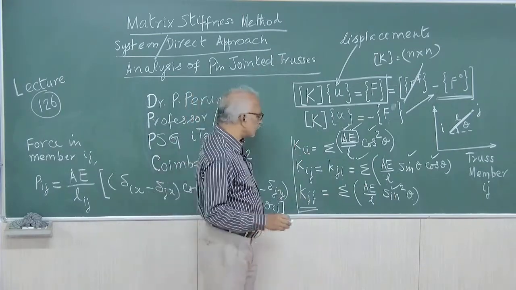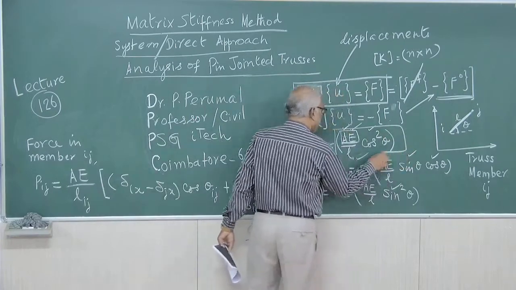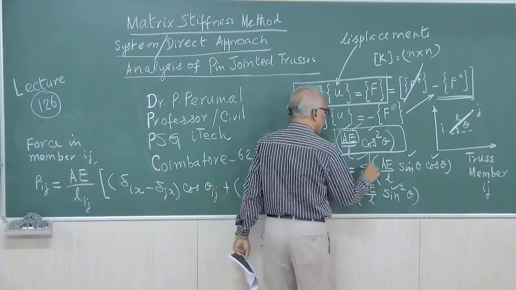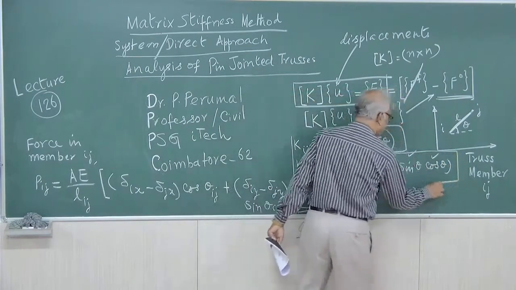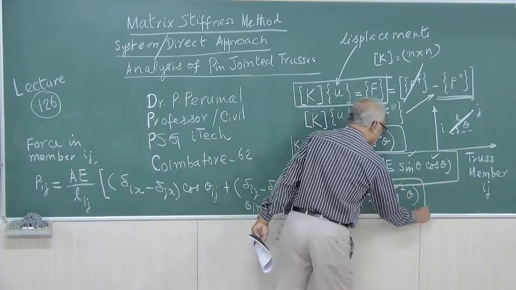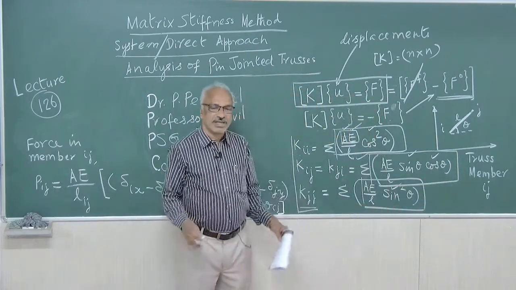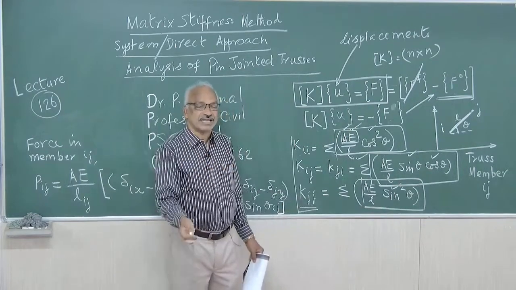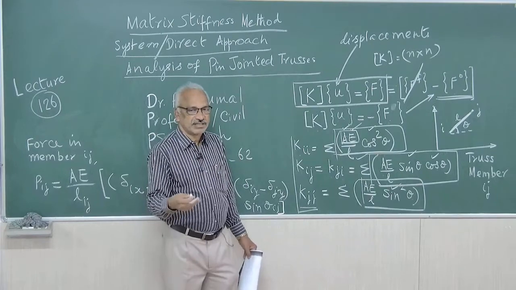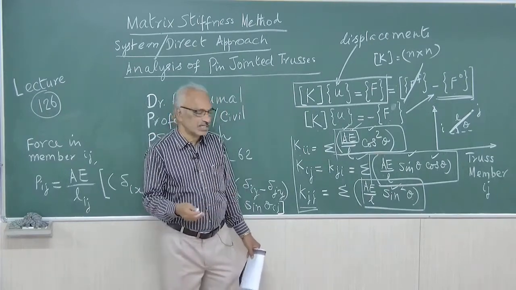Right. Then you want one column for AE by L cos square theta, one column for AE by L cos theta sin theta, and one column for AE by L sin square theta. If A and E are same, we can multiply at the end, because every value need not be multiplied by A and E, and we need not waste our time. Finally, we can just do it.